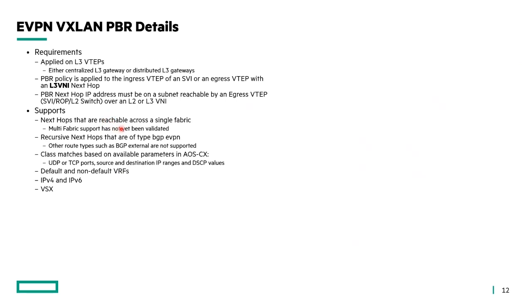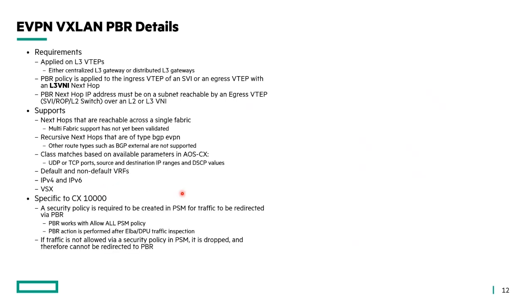Recursive next hops have to be of type BGP-VN. Other route types that we'll see later, such as BGP external, are not supported in this release. And just like all the other releases, class matches are based on the available parameters in CX, so UDP or TCP ports, source and destination IP ranges, and DSCP values. Both default and non-default VRFs, IPv4, IPv6, and VSX are supported.